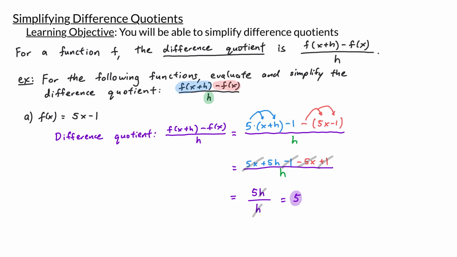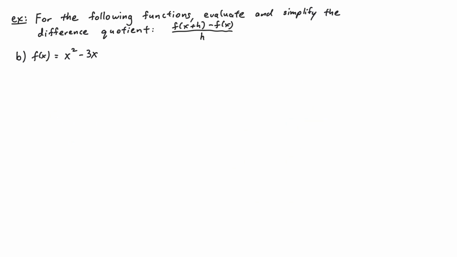Let's take a look at an example with a different function. In this example, we're working with the function f of x equals x squared minus 3x. So if we want to evaluate and simplify the difference quotient, first we want to break this down into three parts: the f of x plus h portion, the minus f of x portion, and then the h in the denominator. Let's write down what each of these three parts are.